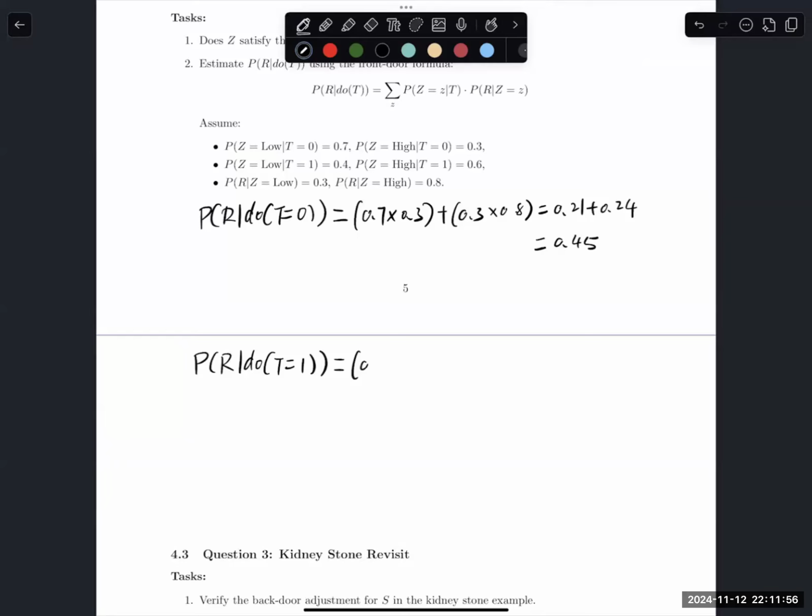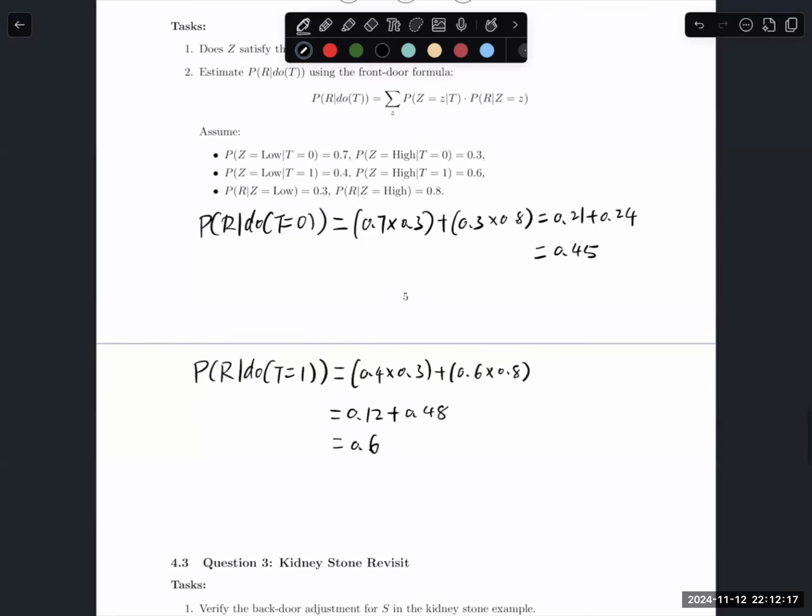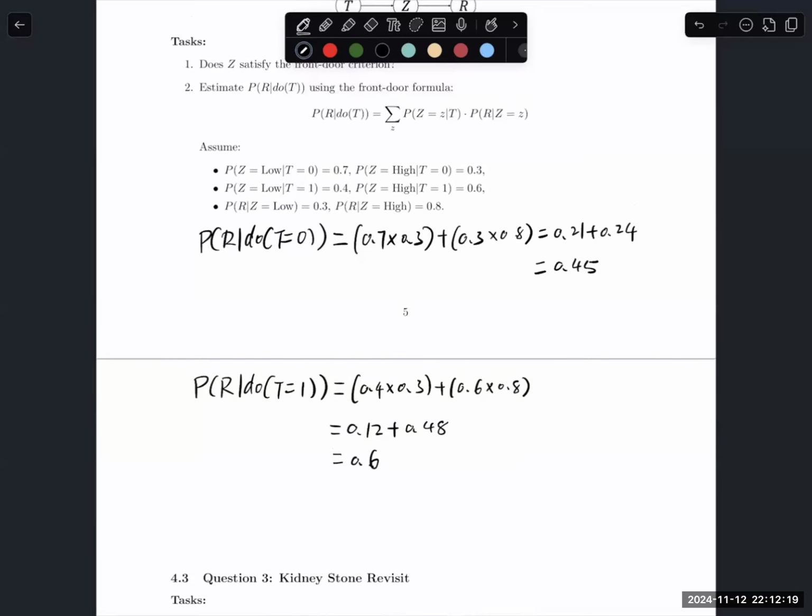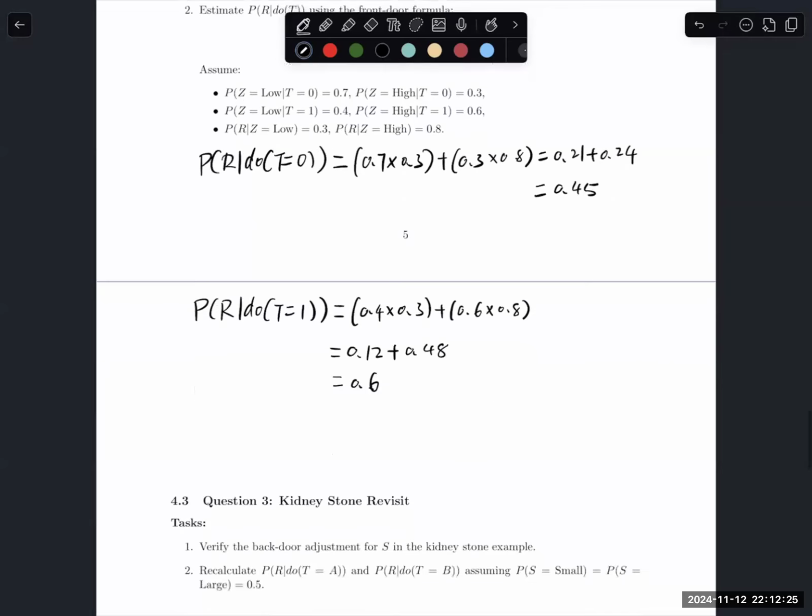Then we need to calculate the probability when we give the advertising also, which is 0.4 times 0.3 plus 0.6 times 0.8, which is 0.12 plus 0.48, which is 0.6. So here we conclude that the advertising increases the sales, with the probability of success increasing from 0.45 to 0.6.